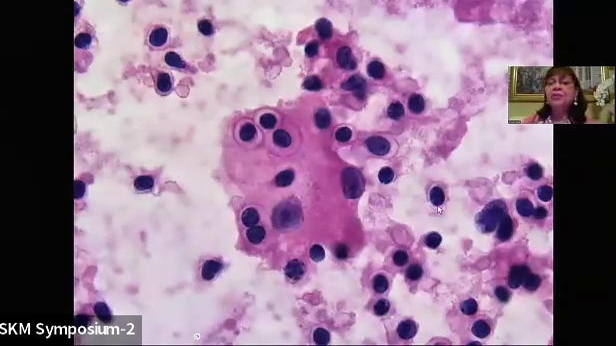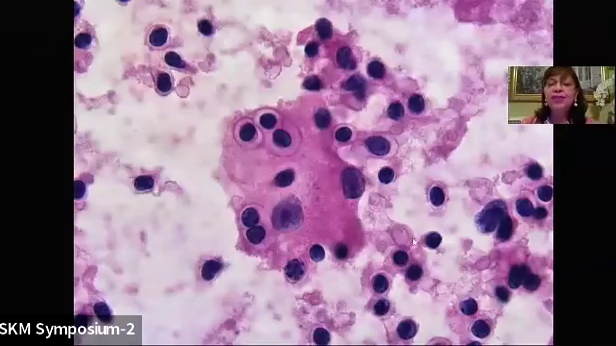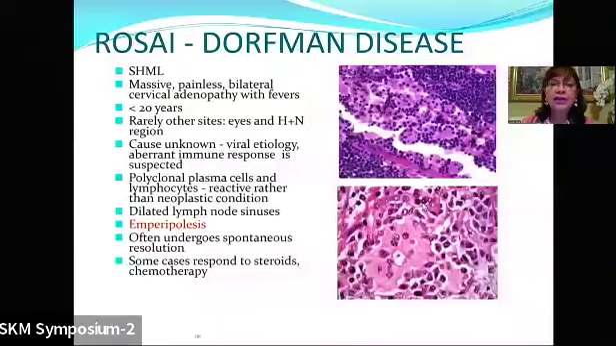So when you hear the word emperipolesis, massive lymphadenopathy, which disease would come to mind? Rosai-Dorfman disease, also known as sinus histiocytosis with massive lymphadenopathy. Patients present with large bilateral cervical lymphadenopathy and fevers, usually young patients. The cause is unknown, and they suspect a viral etiology. Again, an aberrant immune response is suspected in these individuals.